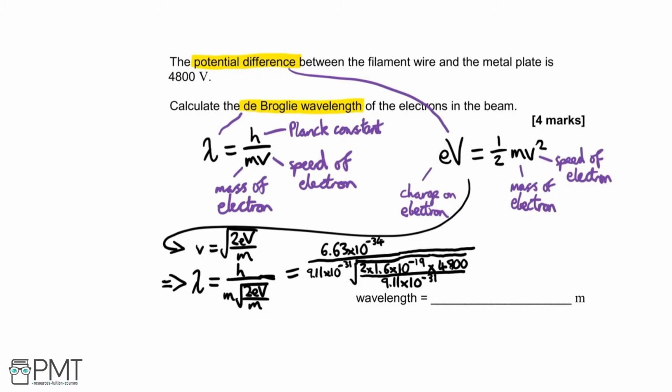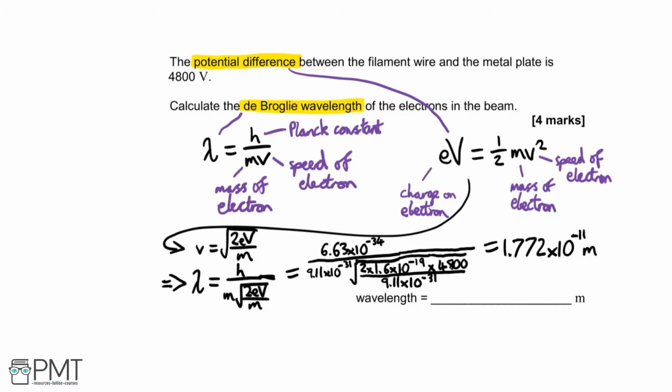So even messier again, but you'll notice that I've used Planck's constant, which is 6.63 times 10 to the minus 34. Units aren't important at the moment. We've got the mass of the electron, which is 9.11 times 10 to the minus 31 kilograms. And then we've got the charge on the electron, which is 1.6 times 10 to the minus 19 coulombs. In theory, for this question, you could do it in separate steps, but then you risk truncating or rounding your value and reducing its accuracy. So it's good practice to do all of this in one big calculation.